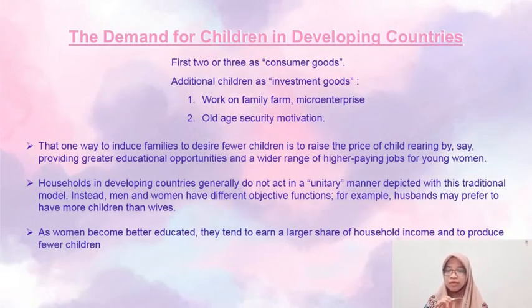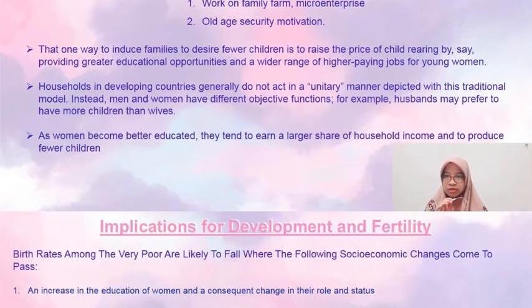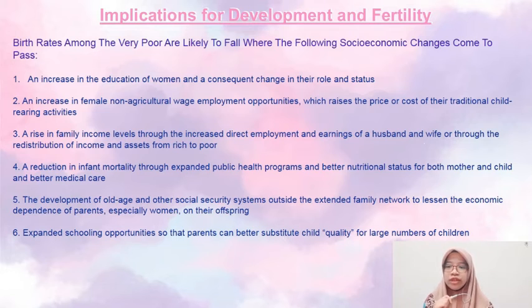Next, the demand for children in developing countries. The first 2 or 3 children are considered as consumer goods, while additional children are considered as investment goods, which will work on the family farm or micro enterprise and are also used as old age security motivation. Next, let's look at the implications for development and fertility.